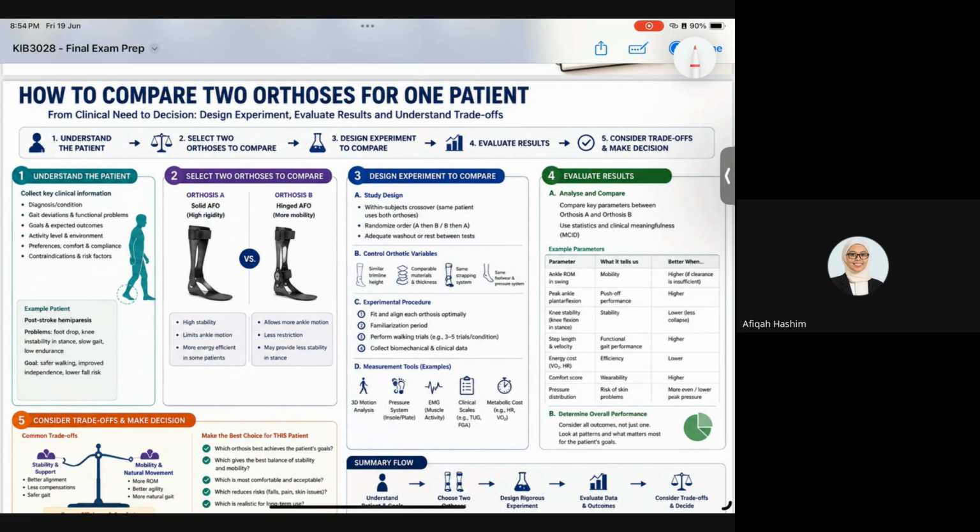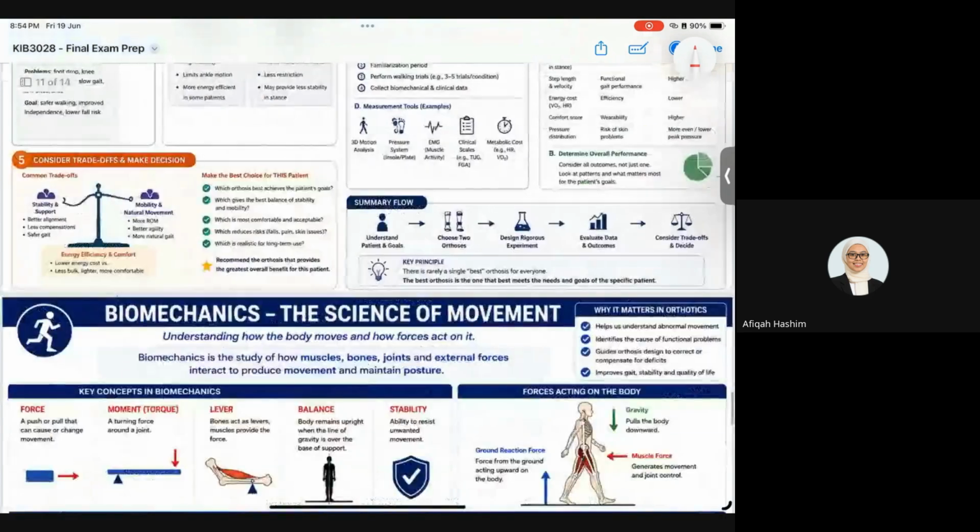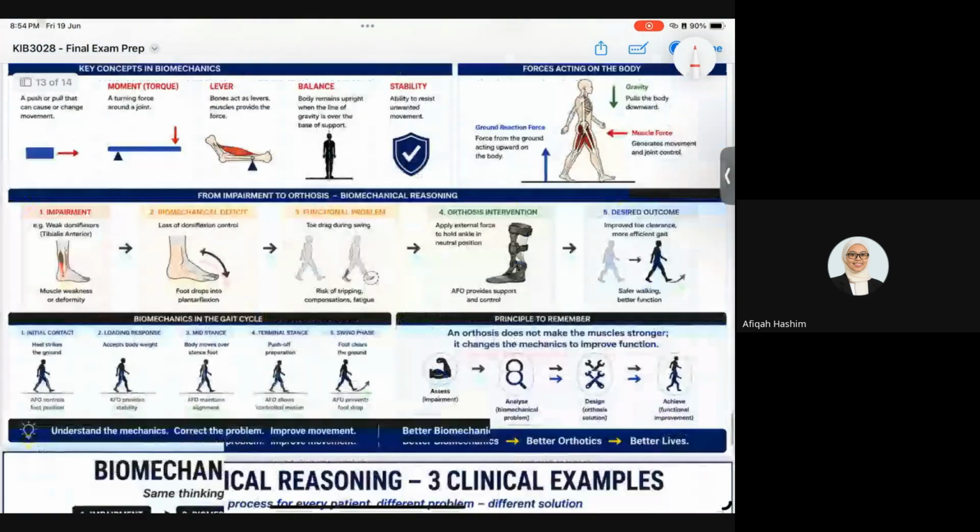So when answering the question, do not simply choose design A or B. Show the examiner that you understand the patient. Compare the biomechanical effect. Design a fair experiment, interpret the result, and then make a clinical decision. So this is exactly how an orthotist thinks in real clinical practice. I think the last slide, I think we have two more.